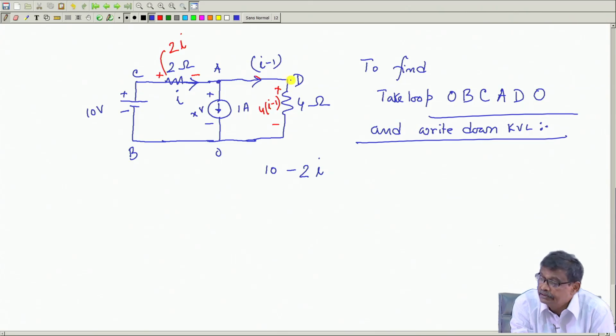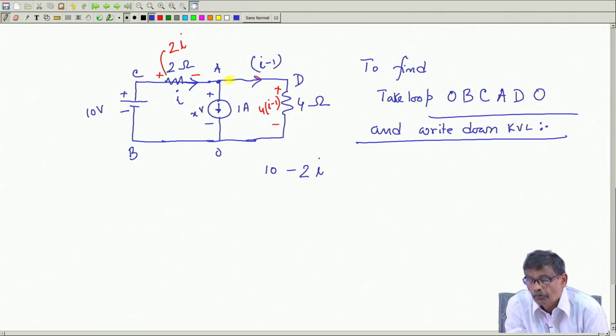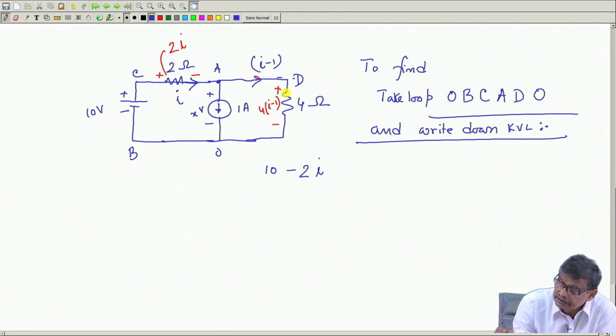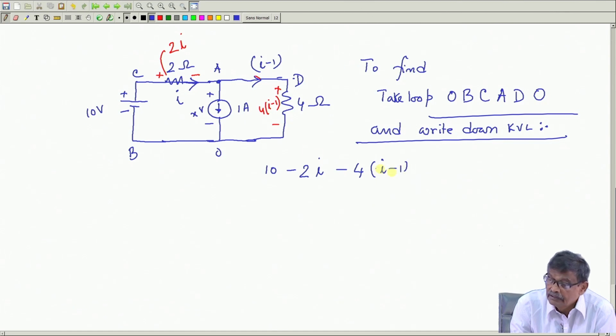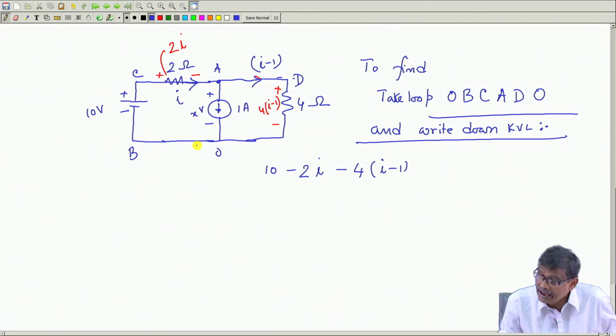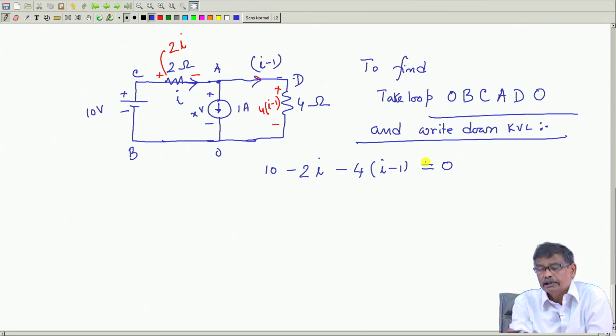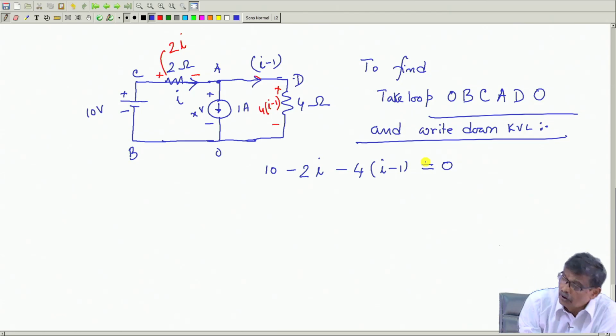Then A to D, no voltage drop, because no resistance here, no battery etcetera present. Then from D to O, yes, there is a voltage drop, minus 4 into I minus 1, and then after that you reach O. This point and this point are the same O. And KVL says that this is equal to 0. So, here is one unknown, one equation. So, I just solve this equation.